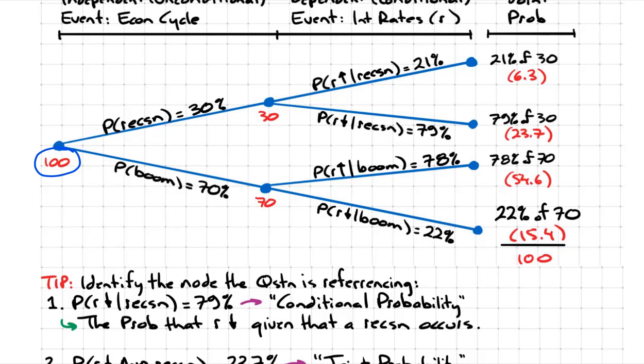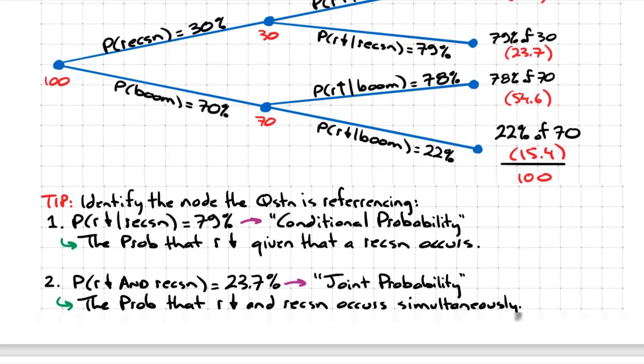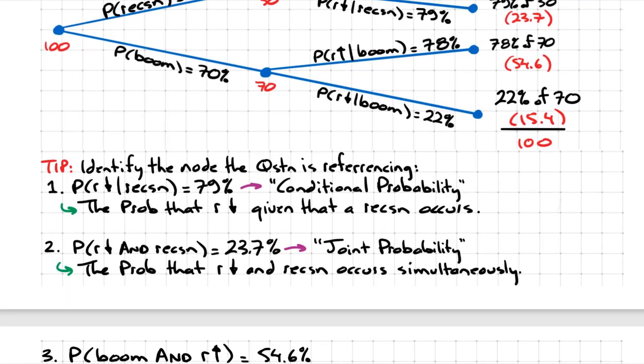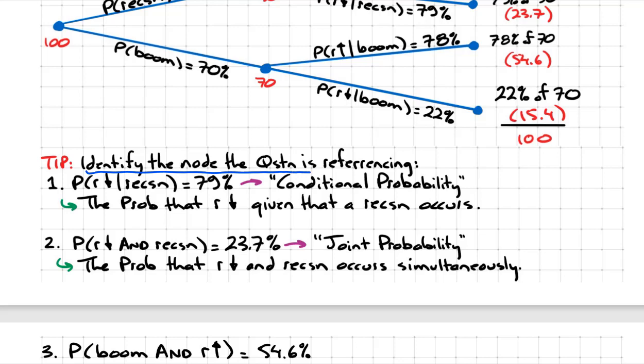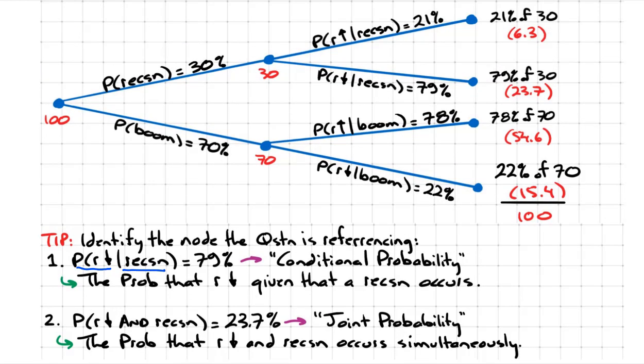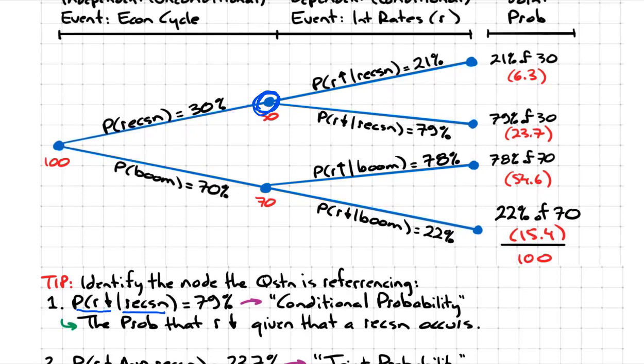So now that we've constructed this probability tree, we can answer a whole bunch of questions. And there's the tip, which I discussed previously: identify the node the question is referencing. The first question says, probability that interest rates decrease given there is a recession. So a recession has occurred, so I'm over here. What do you want to know? If you're standing here, what's the probability that you'll see an interest rate decrease? 79%.